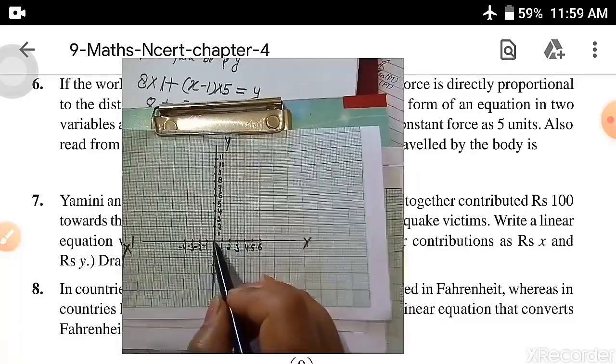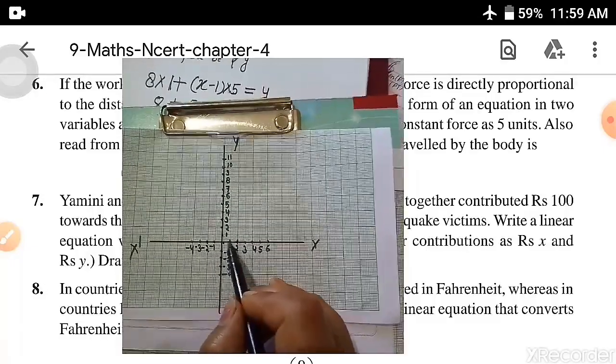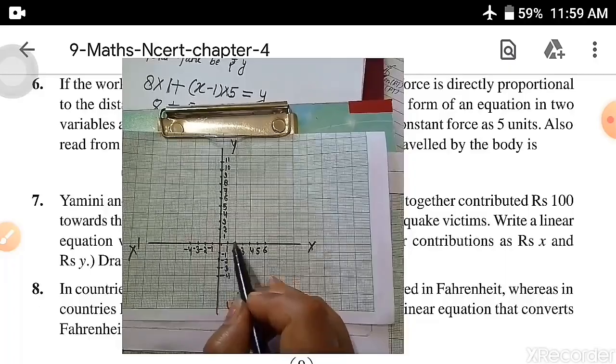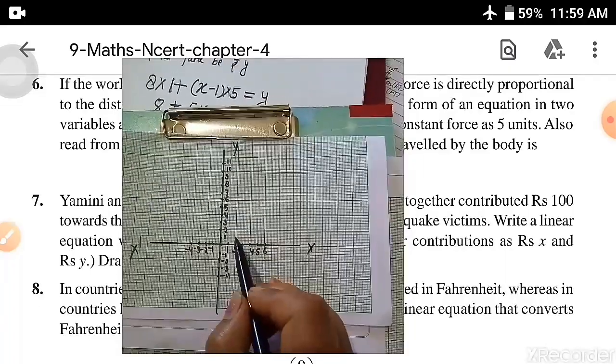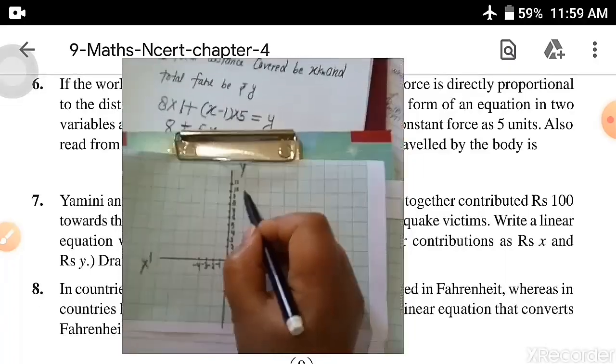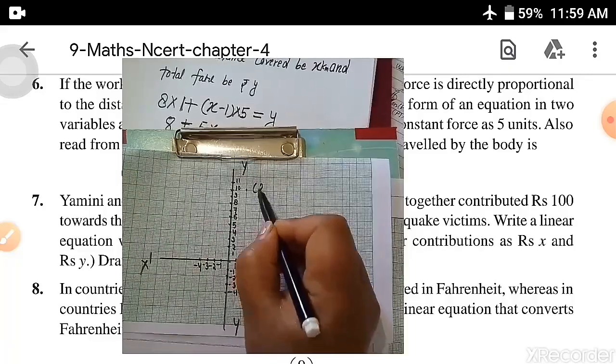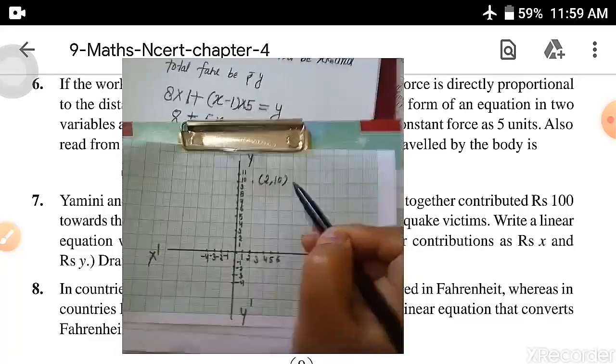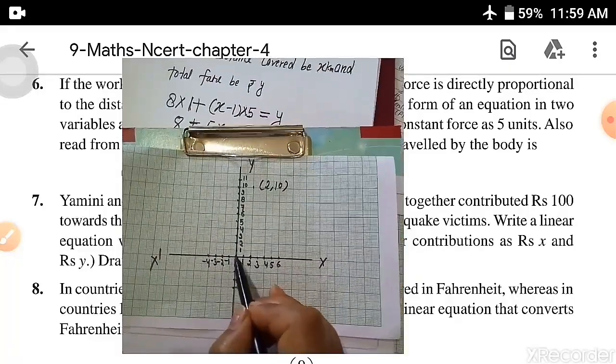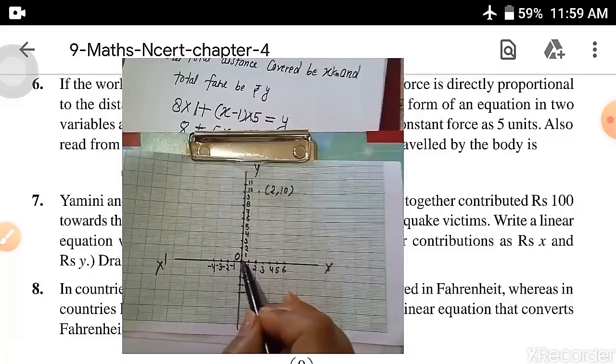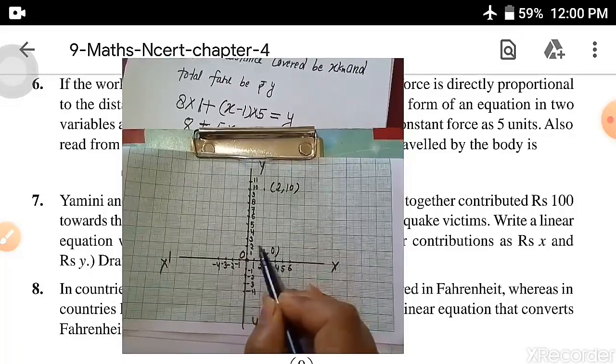So you can see that we are at the origin first. First we have to move in the x coordinate, and in the x coordinate we will move 2, and then in the y coordinate we will move here 10. So this is the point (2, 10). Now the other point is (0, 0), and (0, 0) is the origin. That means it is (0, 0).